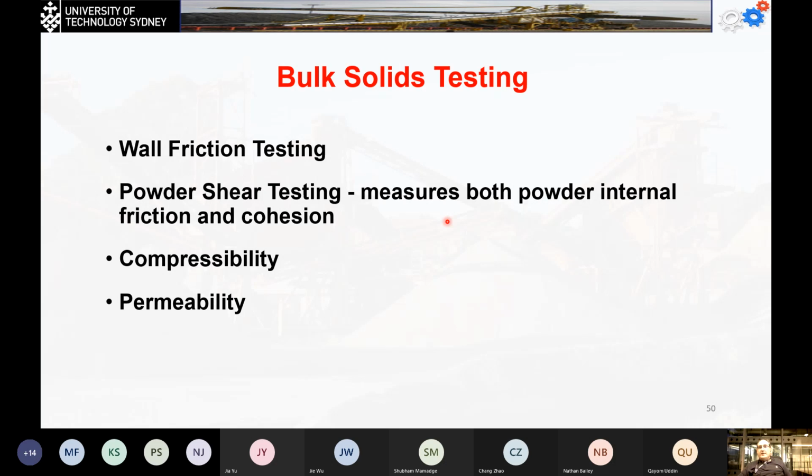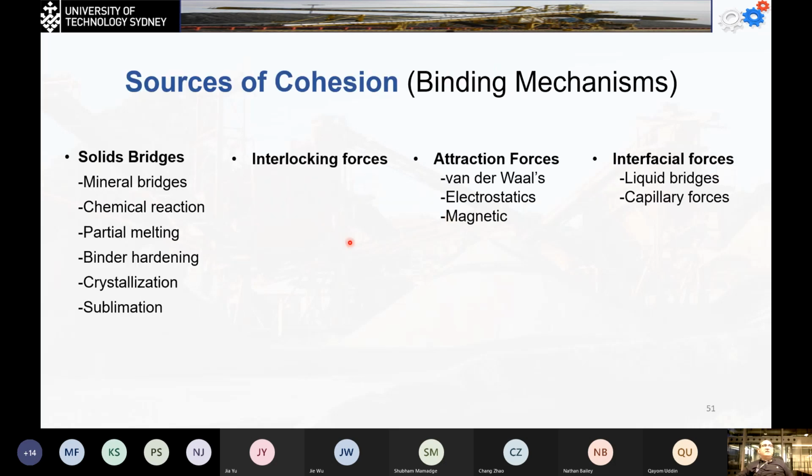permeability. The sources of cohesion in general are solid bridges, like mineral bridges, chemical reaction, partial melting, binder hardening, crystallization of the materials, and sublimation. We may have interlocking forces. The particles don't have equivalent shapes, so they tend to lock with each other, hold each other, stop and slow them down, and give the build-up of the materials. We have attraction forces like van der Waals, electrostatic and magnetic forces, and we have interfacial forces like liquid bridges or capillary forces.